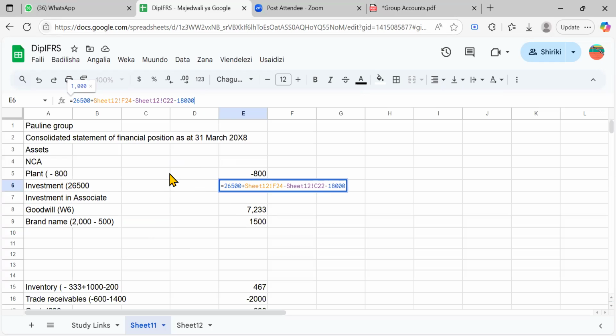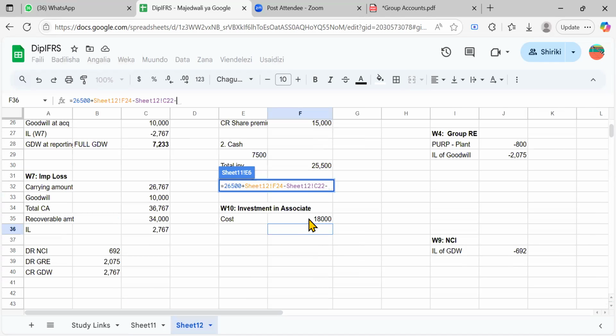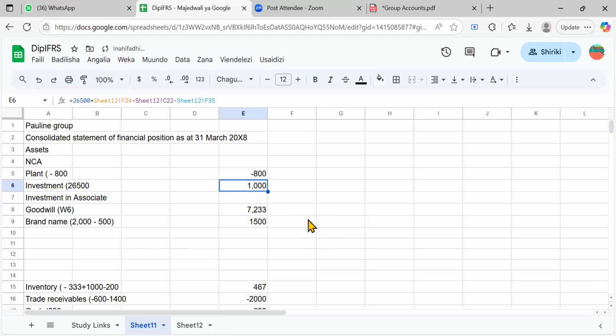Maybe you should be pointing to the figures, but I think what I'm doing is fine. You should know that I removed from here 18, right? You see, we remain on the investment line with only 1,000.